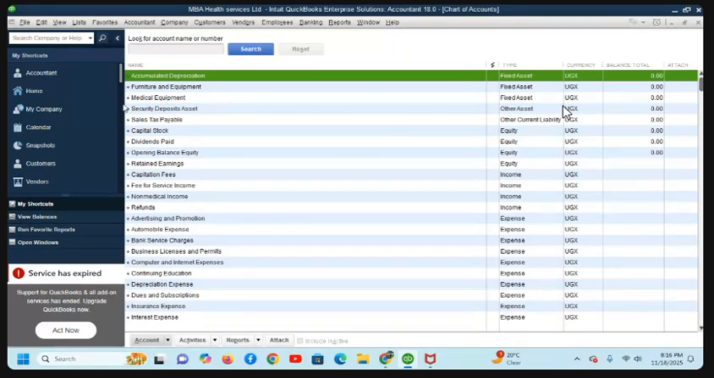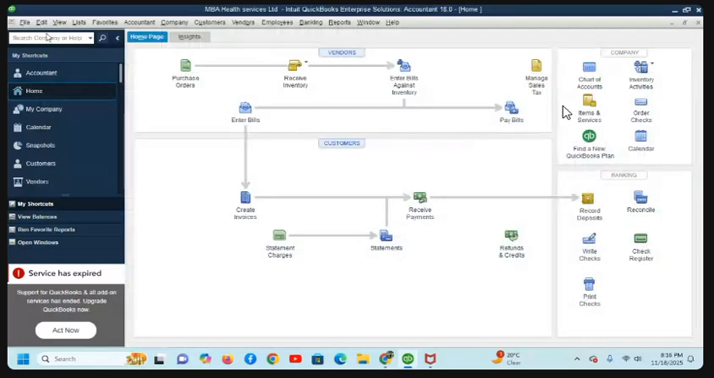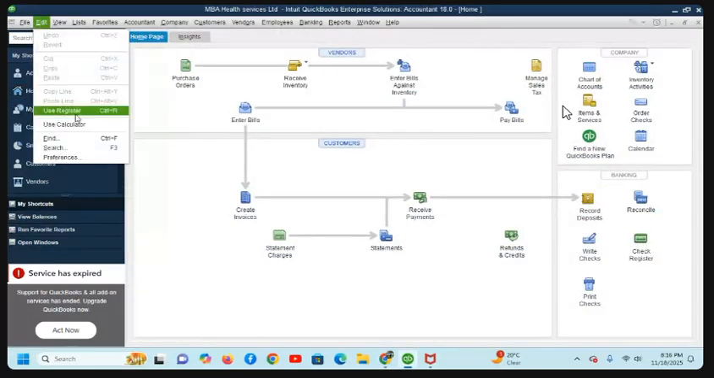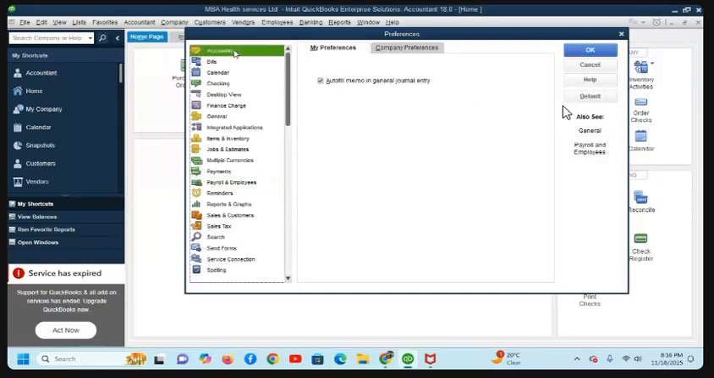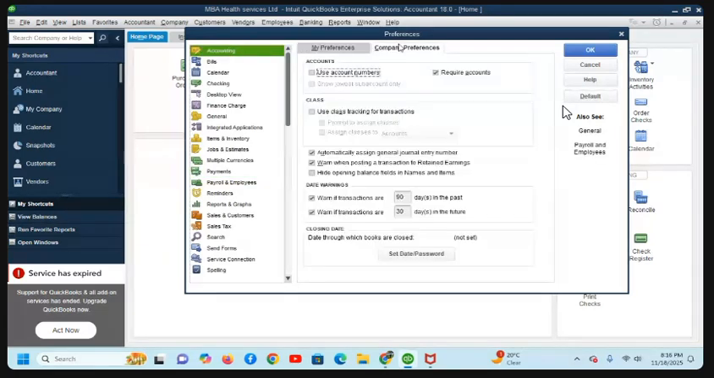Now let me go and activate the codes for the chart of accounts. I go to edit, back to preferences, then I go to accounting, then company preference, then I see use account numbers here. Then I click OK.